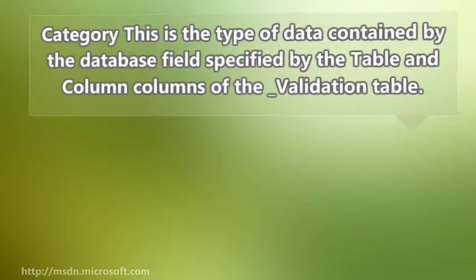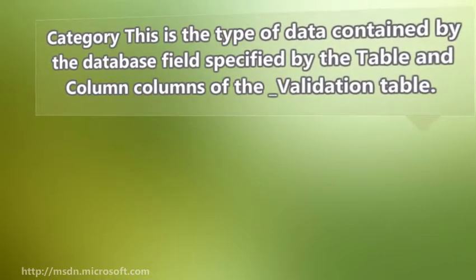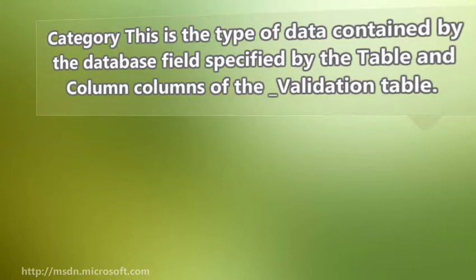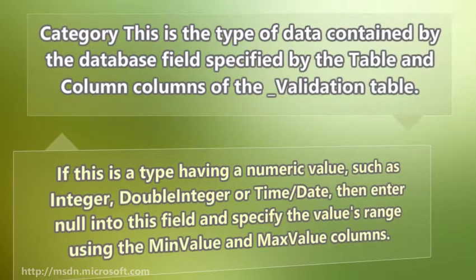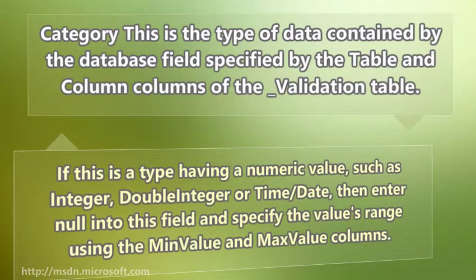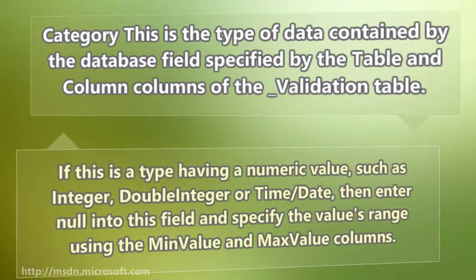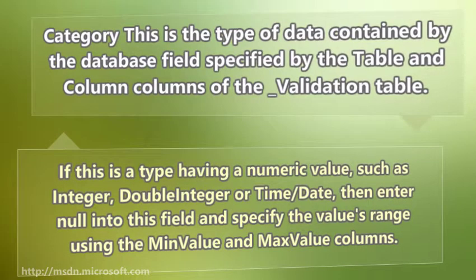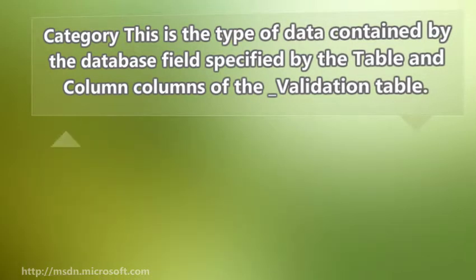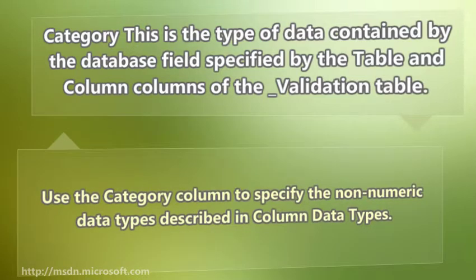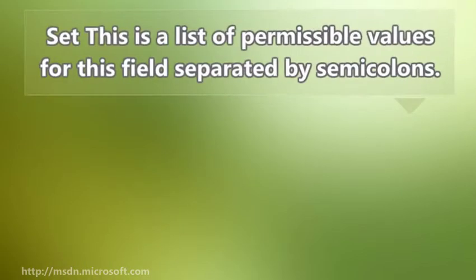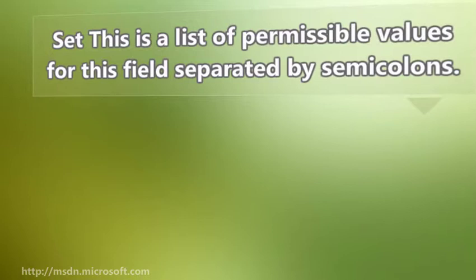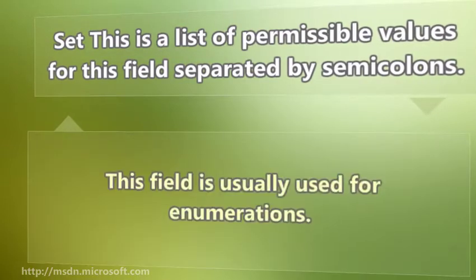Category: this is the type of data contained by the database field specified by the Table and Column columns of the validation table. If this is a type having a numeric value, such as integer, double integer or time/date, then enter null into this field and specify the value range using the MinValue and MaxValue columns. Use the Category column to specify the non-numeric data types described in Column Data Types. Set: this is a list of permissible values for this field separated by semicolons. This field is usually used for enumerations.